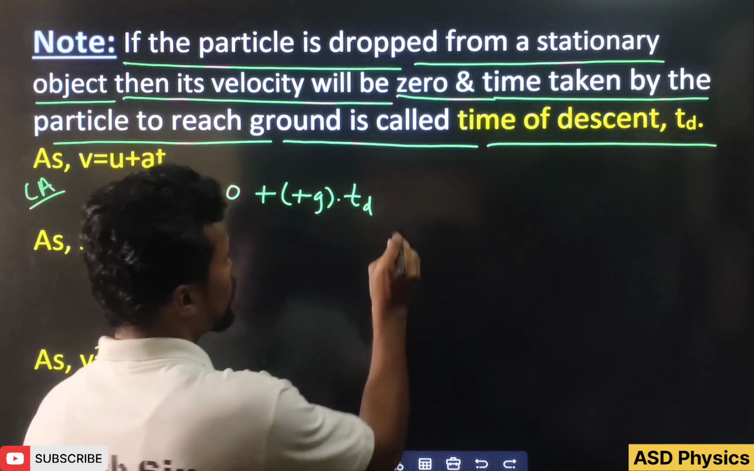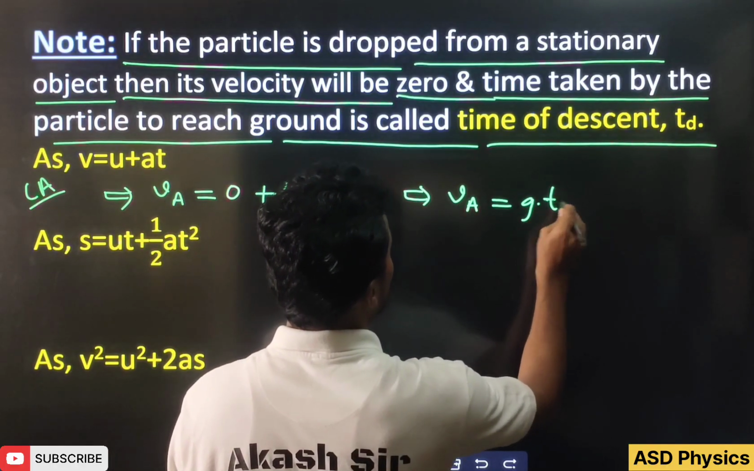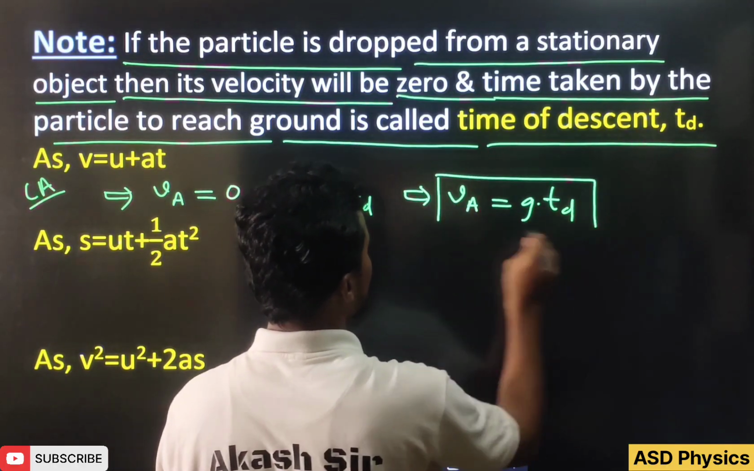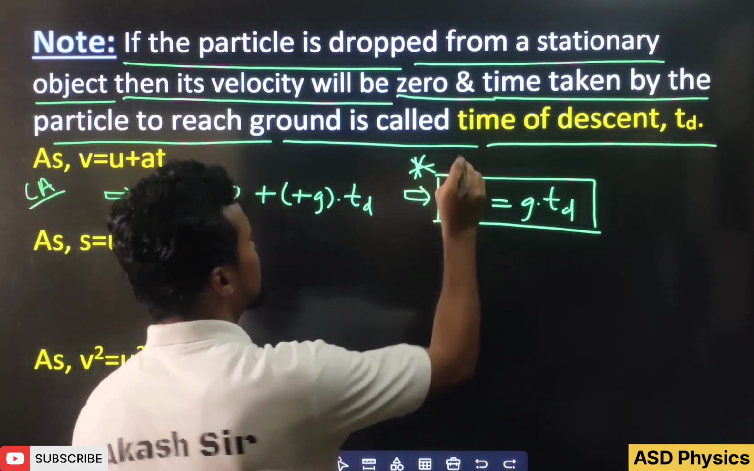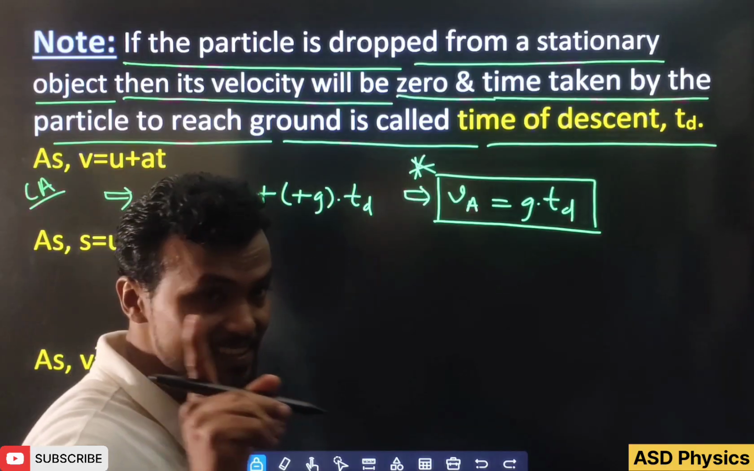Td. So we can write here that when the object is going to hit the ground, the velocity is going to be g into td. Remember that, very important. Put the star sign, directly we can use g into td.